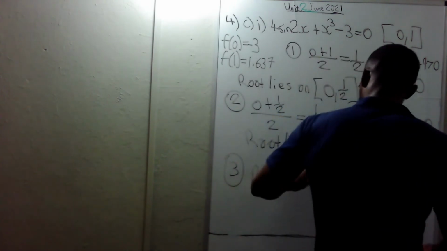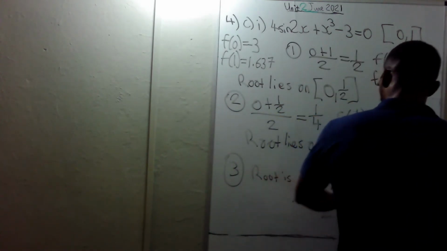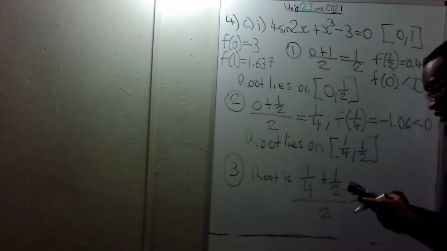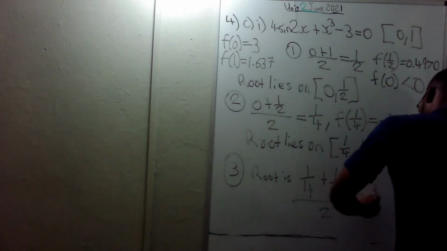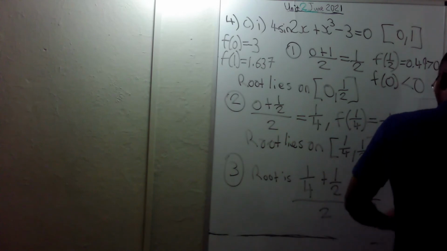a quarter plus a half divided by 2. Quarter plus a half divided by 2. Quarter plus a half. 0.25 plus 0.5 divided by 2. That's 3 over 8. That's an approximation of the root. 0.38.